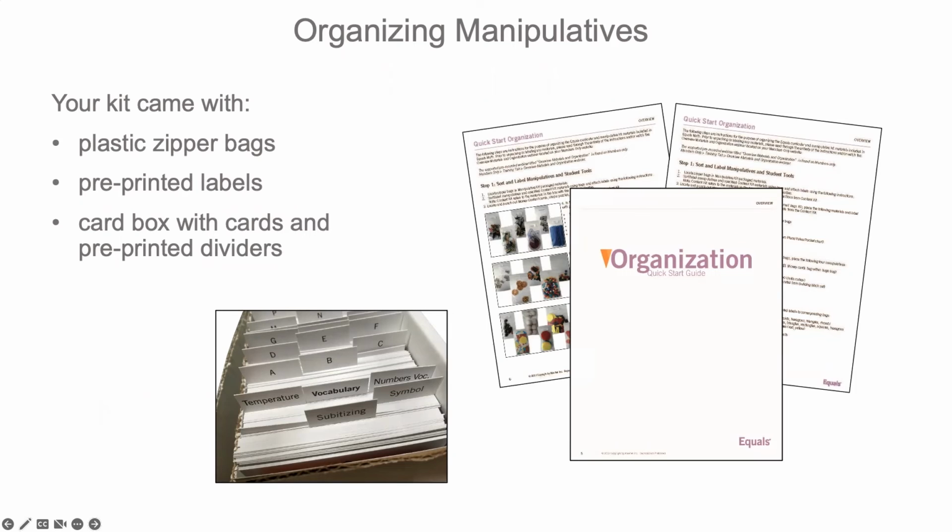Your manipulative kit should have come with a page of labels for the manipulatives. If you cannot locate these labels, know that there is a copy for you to print within the Equals Resources folder of the members only content. Your organizational materials include plastic zipper bags. If these are not included, you will need to grab some sandwich-sized bags and gallon-sized bags. You'll also have a white card box with pre-printed dividers and cards inside, and then a page of pre-printed labels for the zipper bags and manipulatives.